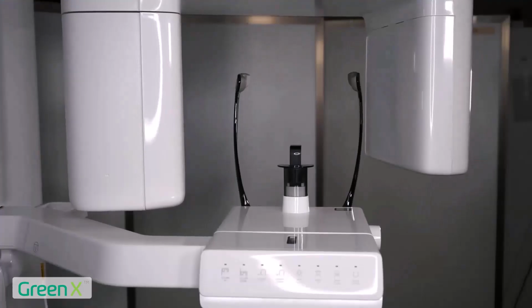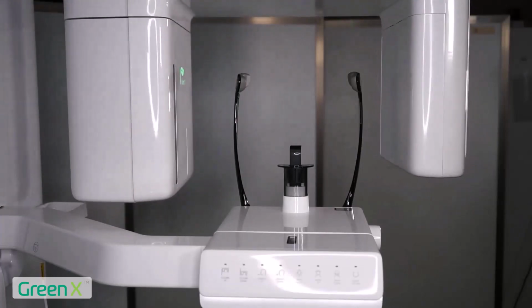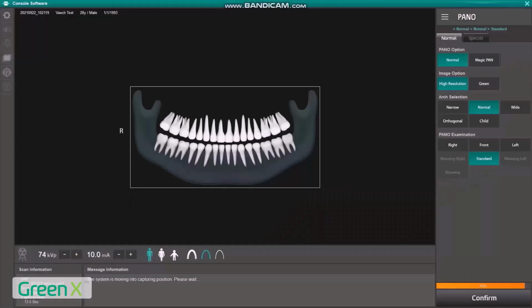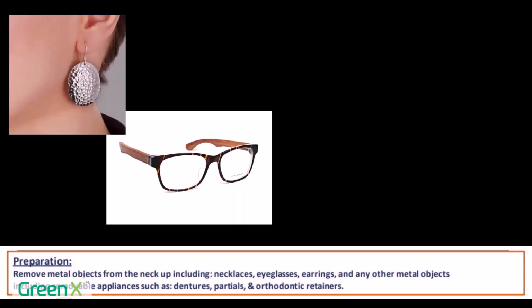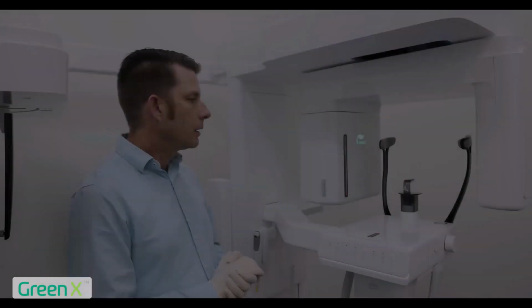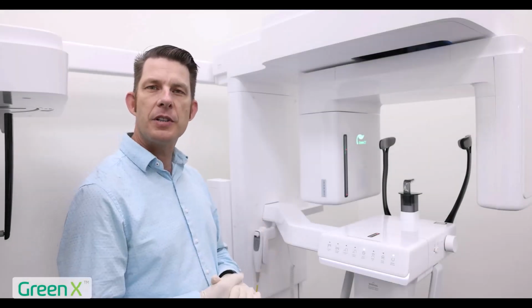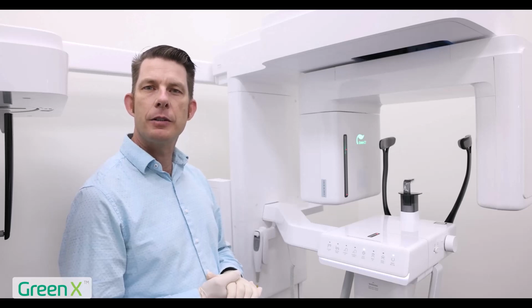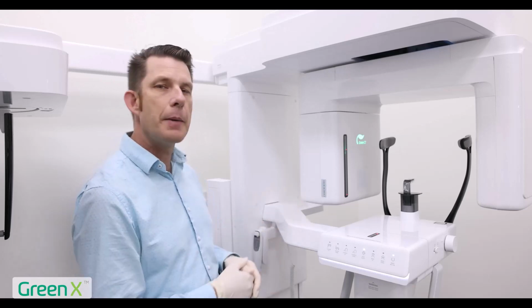The next step is to allow the machine to rotate to the acquired position, and then we can position our patient. In preparation, have the patient remove all metal objects from the neck up, including necklaces, eyeglasses, earrings, and any other metal objects. Let's start with patient positioning for our 2D panoramic image. First, I'm going to have my patient step into the device.